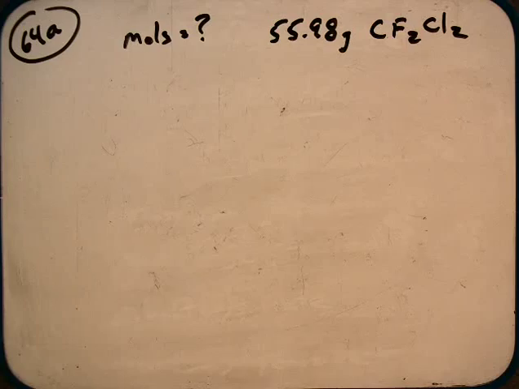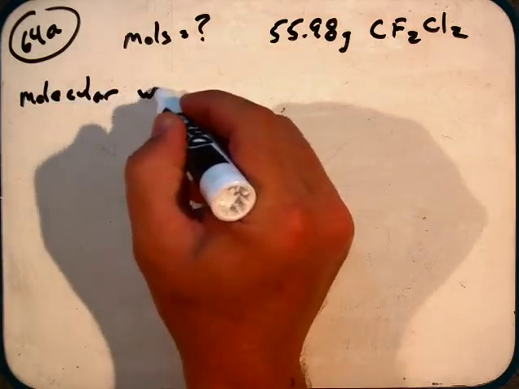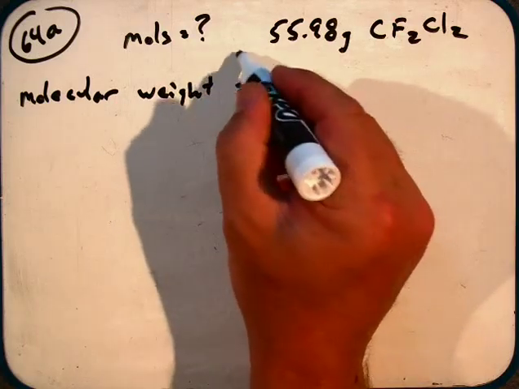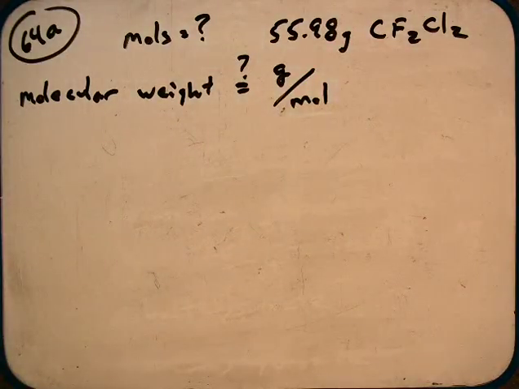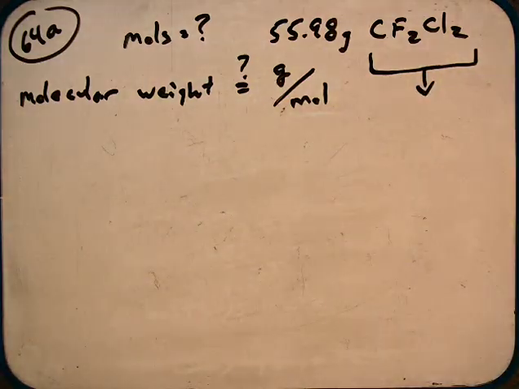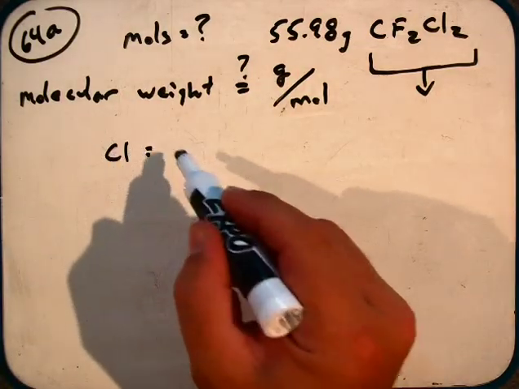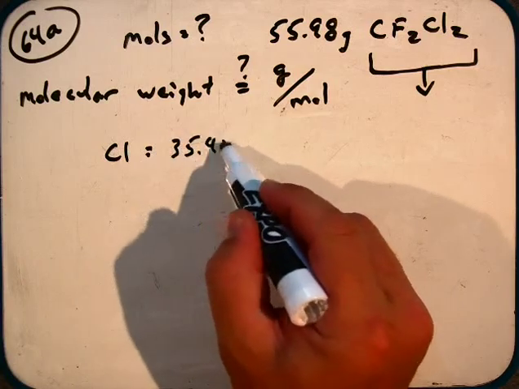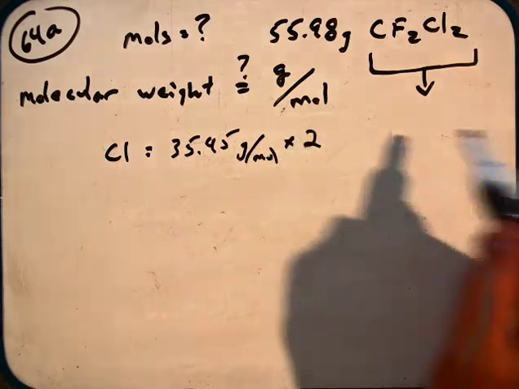In order to begin, we have to determine the molecular weight. And that molecular weight is going to be in terms of grams per mole. And so in order to do that, we need to know all of the elements that are present in the molecule. We also need to know their atomic masses. And so we have, for instance, chlorine. Chlorine has a mass of 35.45 grams per mole, and there are 2 of them there.